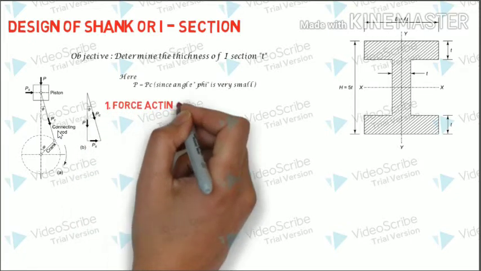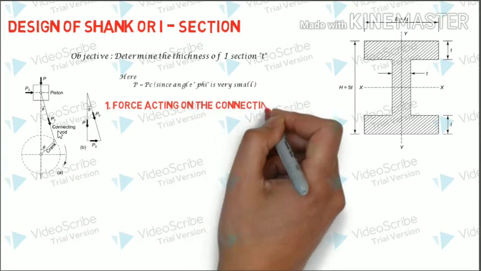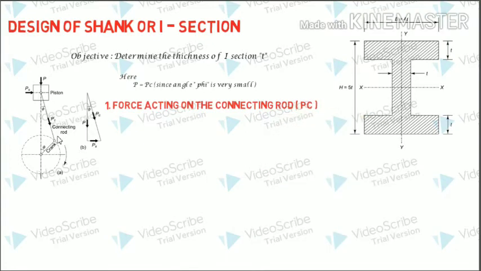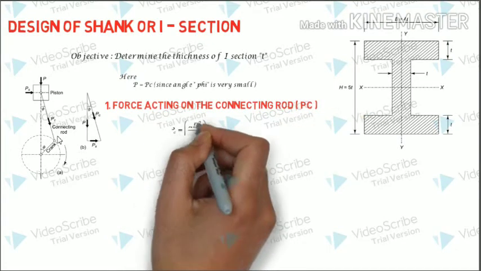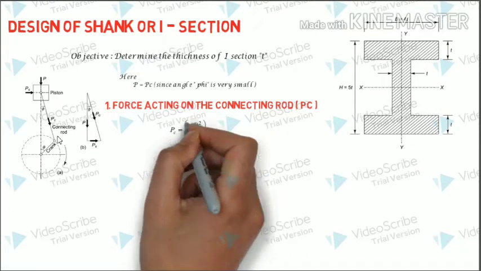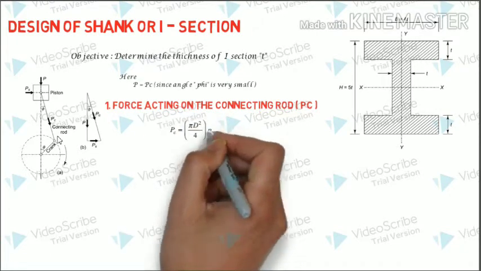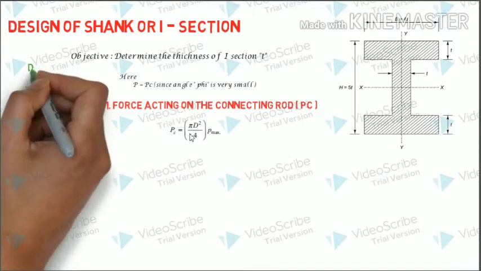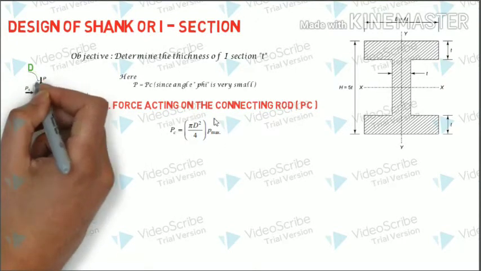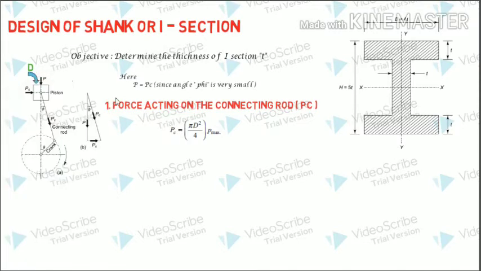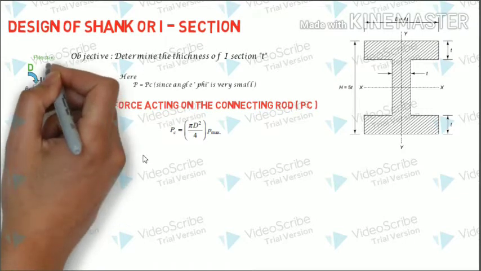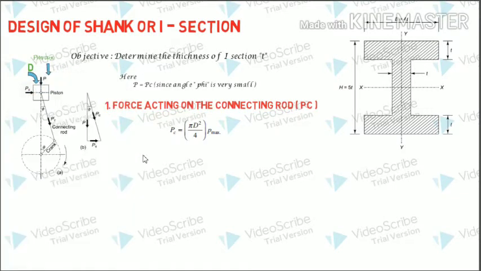Let us begin by finding the force acting on the connecting rod, PC. This PC can be found by the relation PC equals pi by 4 D squared into P max, which is nothing but the cross-sectional area into the pressure, where D, as you can see from the figure, is the bore diameter, and P max is the pressure acting on the piston. So this equation is effectively pressure into cross-sectional area, which gives you the force.